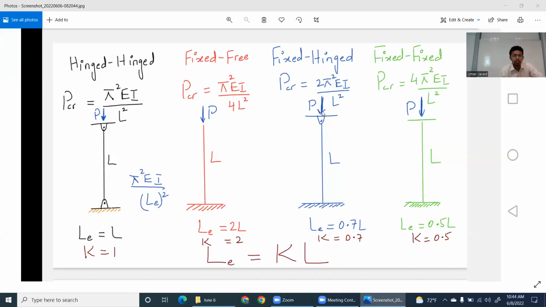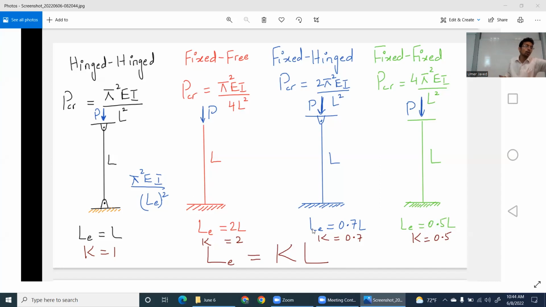We talked about four cases. The first case was hinged-hinged, then fixed-free, then fixed-hinged, then fixed-fixed. So in the first case, the effective length is equal to L. The second has effective length equal to 2L. The third case has effective length equal to 0.7L, and the fourth case has effective length equal to 0.5L.